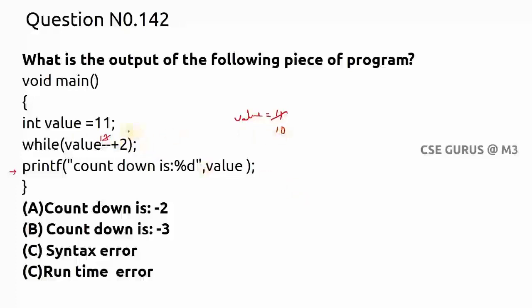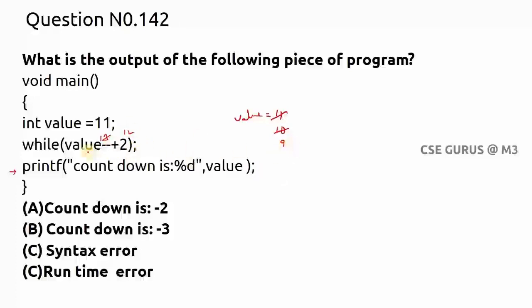So after taking 12, the value will become 9. Why? Because of value minus minus. Here first value plus 2 will be taken. After that this minus minus will be executed. So 9. So anyway 12 is non-zero. Next value will be taken.